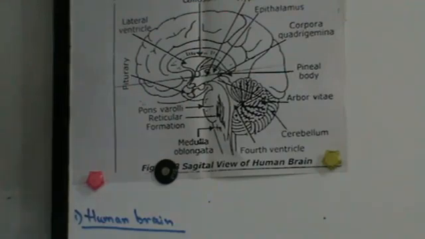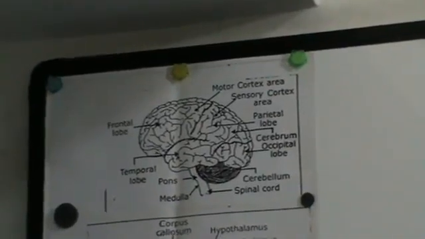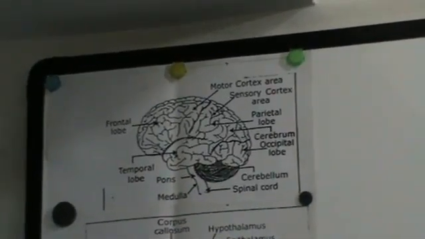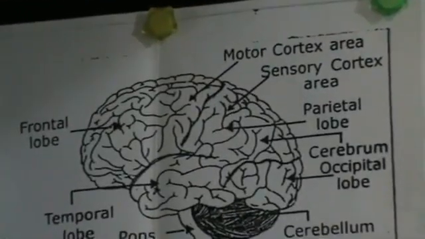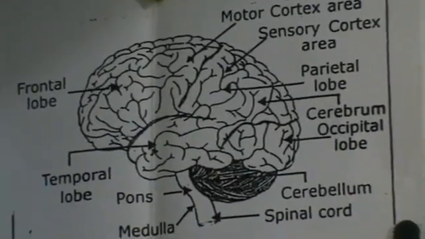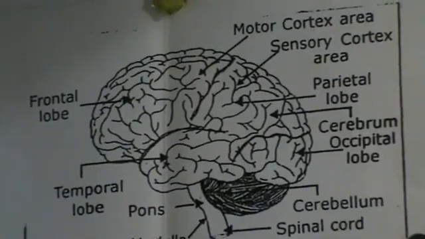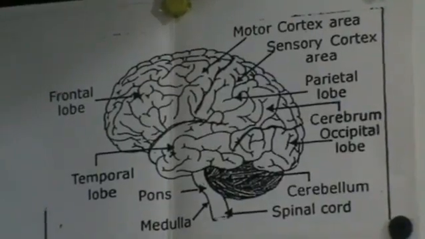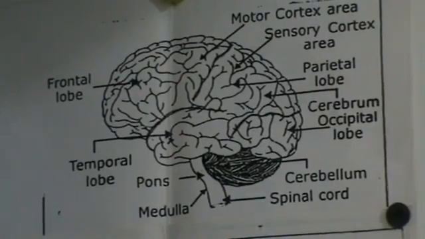Now if you look at the brain, the brain is divided into three main parts and its subparts. You have the forebrain, which is made up of the cerebrum. It is also made up of the diencephalon. Then you have the midbrain which is made up of corpora quadrigemina, and the hindbrain which is made up of cerebellum, pons varolii and medulla oblongata. So those are the different parts of the brain.